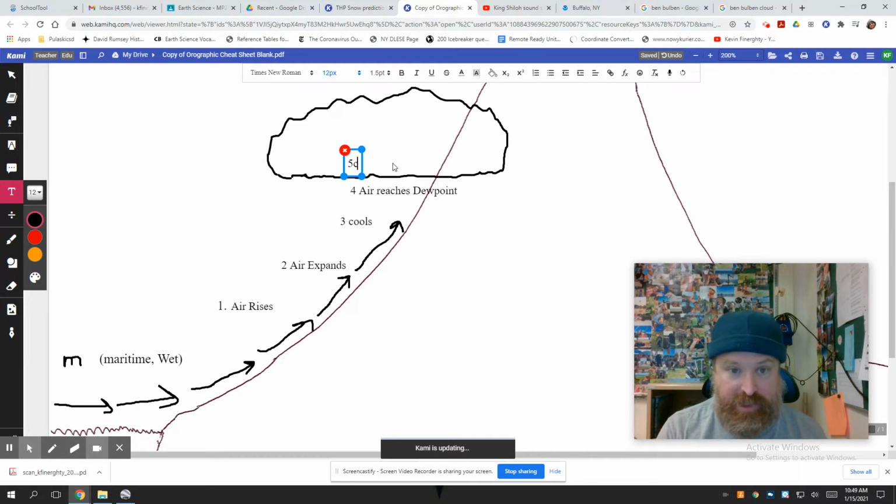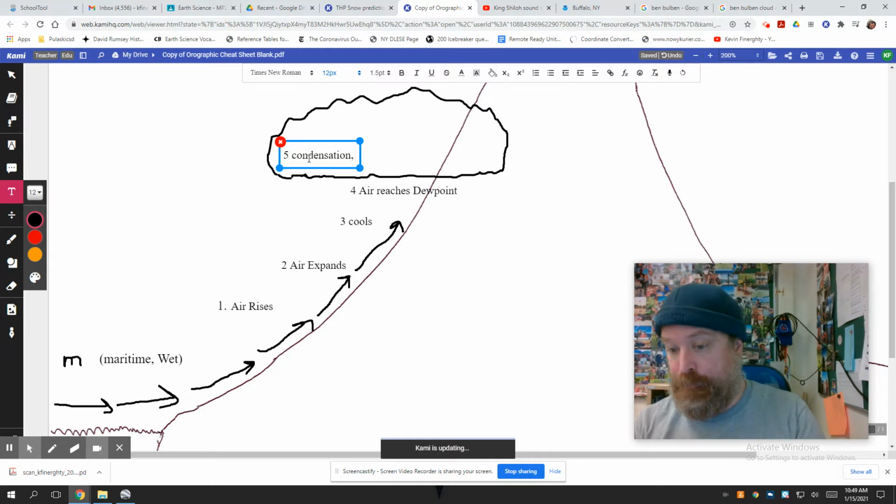So these next steps are kind of all simultaneous. 5, you get condensation. In fact, move it over here and just do it all. I'll stop numbering. Condensation. Remember, that's what dew point means. The dew point is the temperature at which condensation occurs. So when we cool enough to get to the dew point, condensation occurs.